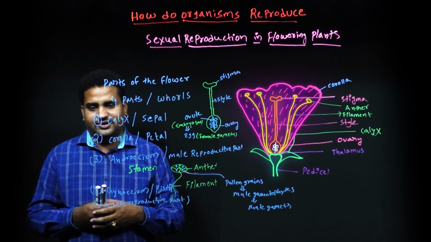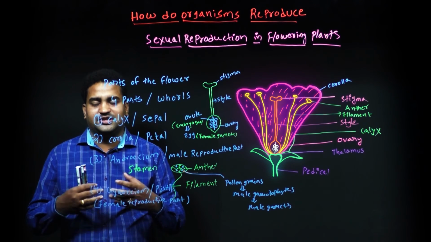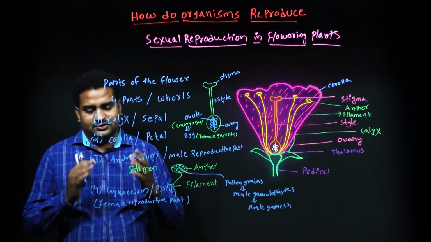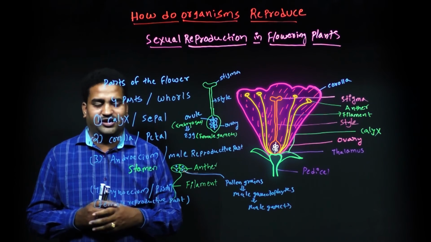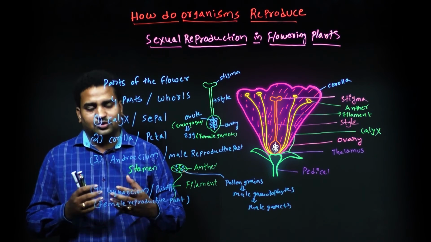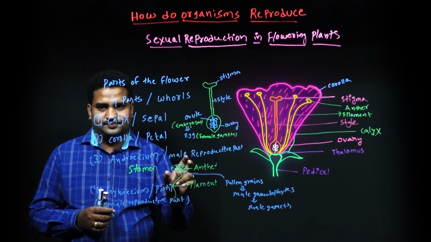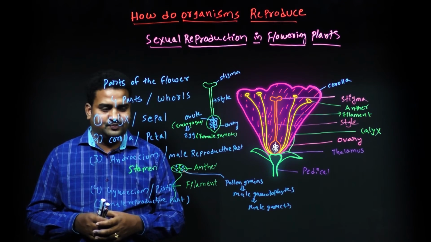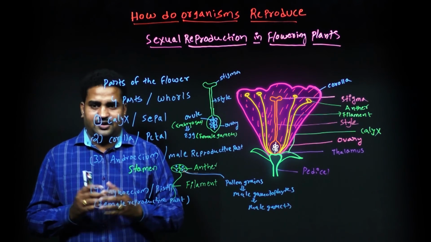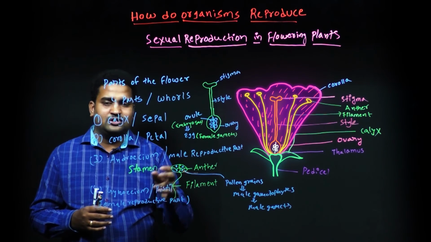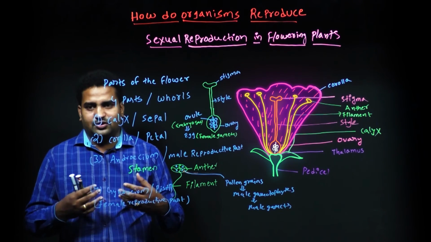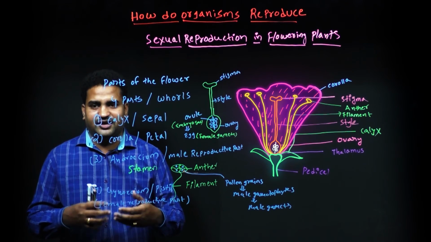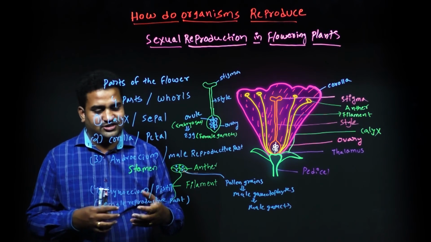And the third part of the flower is androecium. Androecium is the male reproductive part of the flower. The single unit of androecium is called stamen. Usually, stamen contains 2 parts. One is anther, another one is filament. Anther is the upper swollen part. It consists of theca. In each theca, there is sporogenous tissue. This sporogenous tissue produces pollen grains. These pollen grains release the male gametes during the fertilization process.